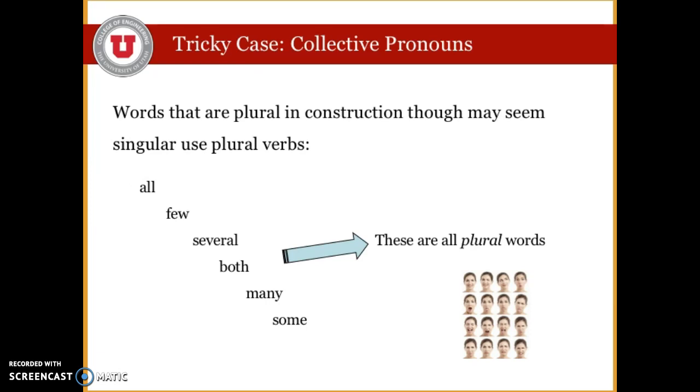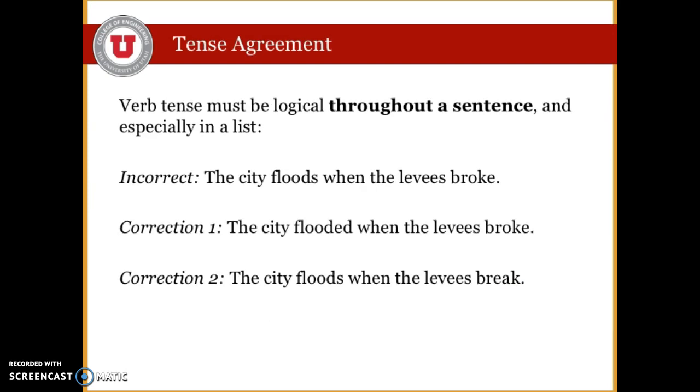So while words like everyone are more hypothetical, all refers more to a set amount of people in a place, every single person that is there. Few, a few people, several people, both people, for example. These are all plural subjects and require plural verbs accordingly. So now we'll move on to tense agreement.